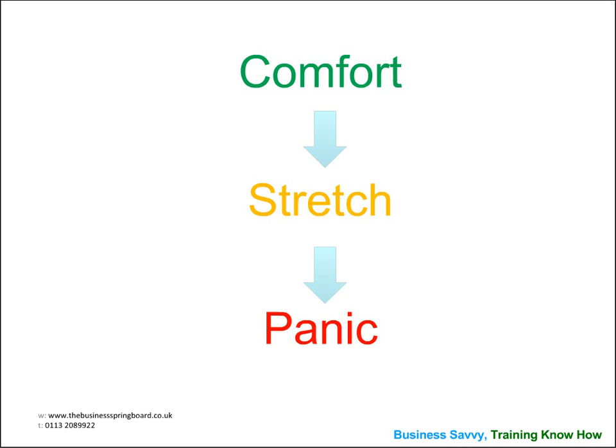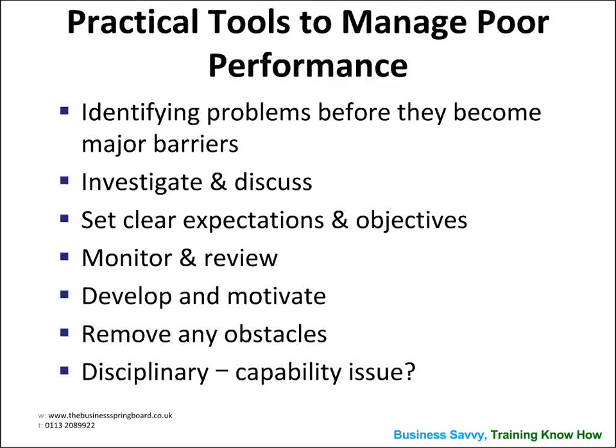Okay, so to move on towards the end of the webinar, to some practical tools to help you manage poor performance. One of the major things that I will say is please identify problems before they become a major barrier. So look at a regular review of staff. If you have an annual appraisal system, fantastic, but let's not just do it once every year. I've debated this morning the benefits of having weekly, fortnightly, monthly review sessions with staff. That should have a structure and also a time limit on them. We can't spend all of our time doing this because we do have jobs to do at the end of the day. But look at what problems crop up.